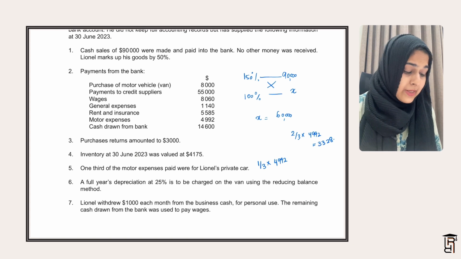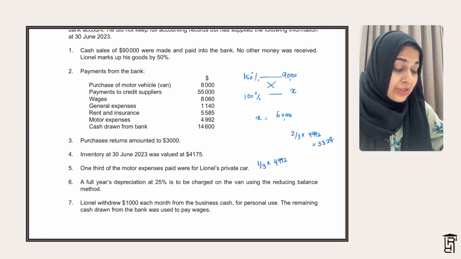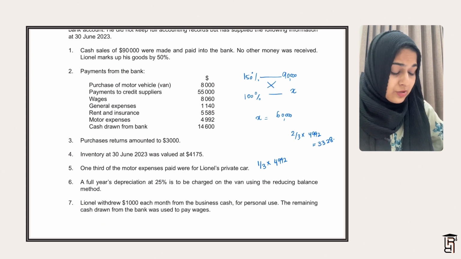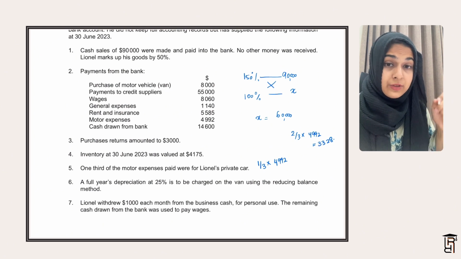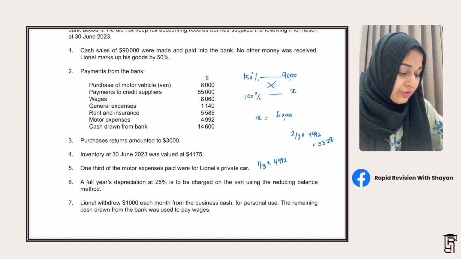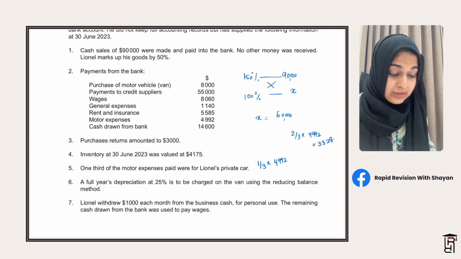And then they're saying a full year's depreciation at 25% is to be charged on the van using the reducing balance method. So when you're charging depreciation by the reducing balance method, I've always told this formula to my students: cost minus accumulated depreciation multiplied by percentage. Accumulated depreciation in the first year is 0, because you haven't depreciated it in the past. So you write 8,000 minus 0 multiplied by 25%, which will be 2,000.